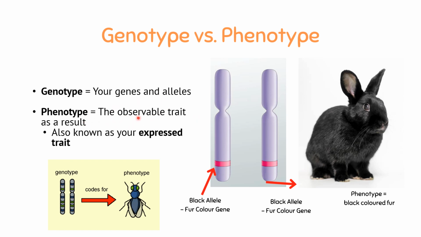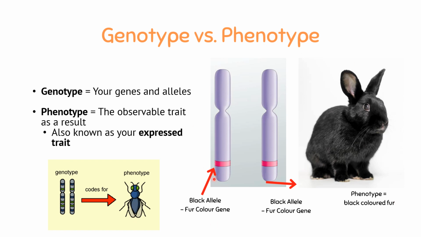It might be observable in the sense that we can use scientific technology to observe a specific trait, like your blood type, because you can't see the blood type with your own eyes, but we can do tests to determine the blood type. So that's what we mean by observable trait. We also call your phenotype your expressed trait, because your genotype, so your genetic information, codes for your phenotype. So your phenotype is determined by your genotype.